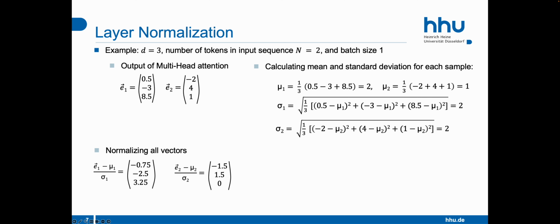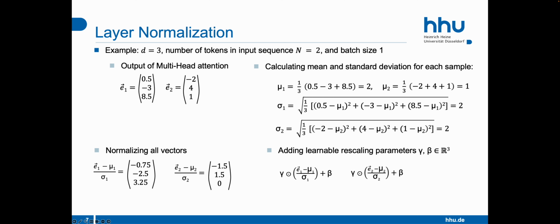Now we normalize each vector by subtracting the mean mu1 from E1 and dividing by the standard deviation sigma 1. This gives us a vector that has mean 0 and a variance of 1. And we do the same for the second vector using mu2 and sigma 2, resulting in normalized vectors.